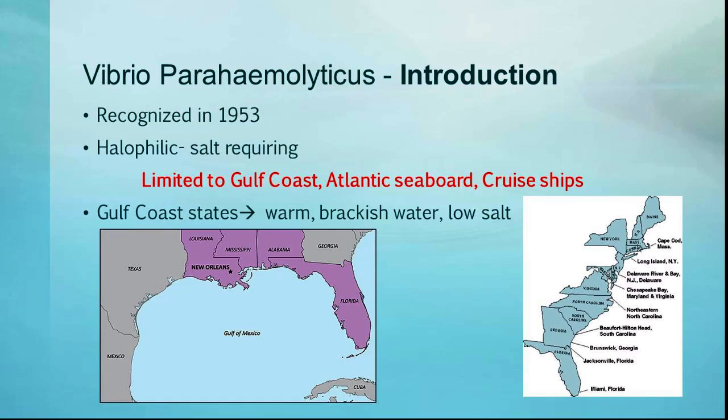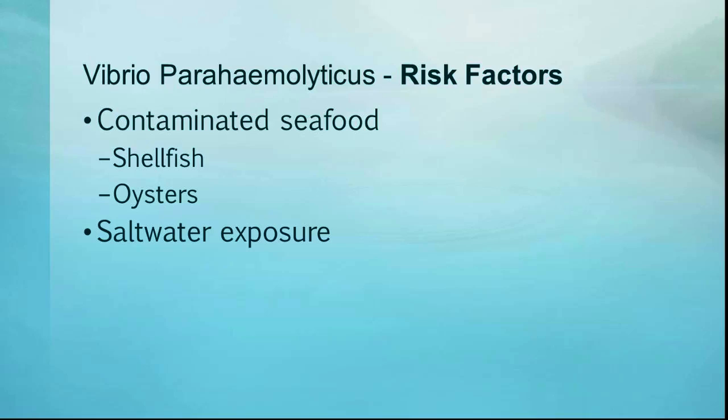It goes all the way to the East Coast. So all that is the Atlantic seaboard area. The Gulf Coast states, what's important with them is that they have low salt. They have warmth for these bacteria to grow, and that's why you tend to see more infections in those areas. The risk factors with this one is you can get it through shellfish as well as oysters, and of course saltwater exposure. So with Vibrios, I would just say saltwater exposure is the key, and the seafood, oysters.